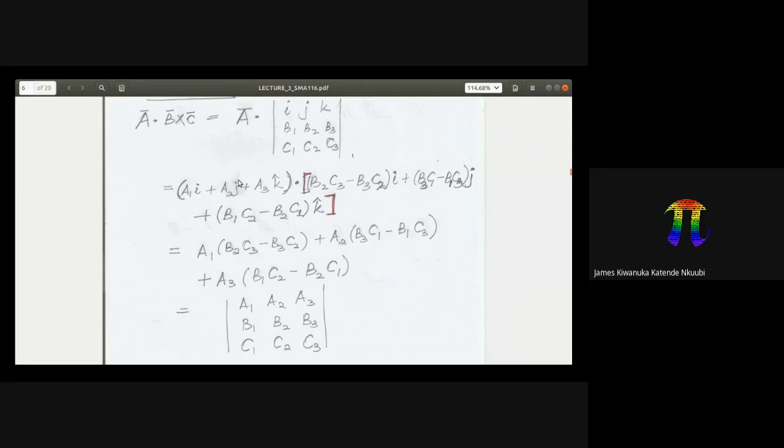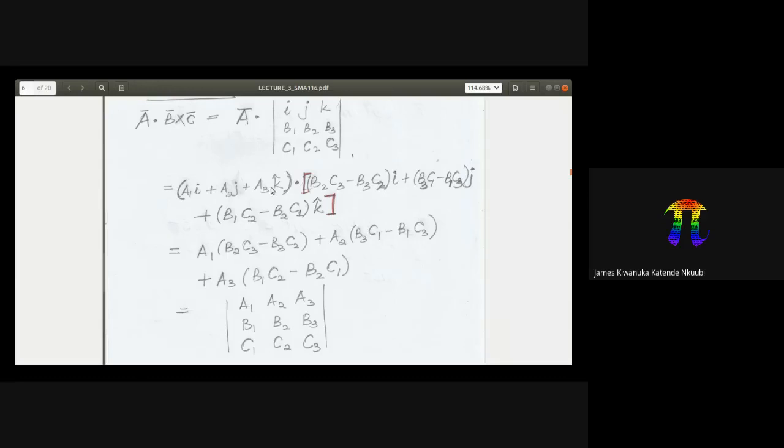Then you move on to get the dot product of A2J and the whole of this. Now the only survivor in that product will be A2J and this second term, right? Because J dot J is equal to 1, and J dot I will be 0, and J dot K will also be 0. So the only survivor will be A2 multiplied by B3C1 minus B1C3. And that is this second term.